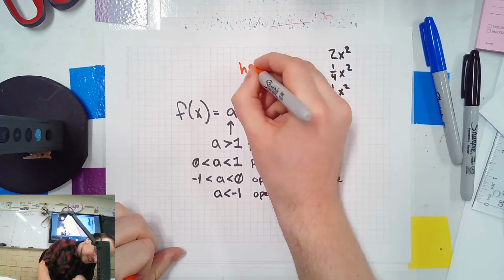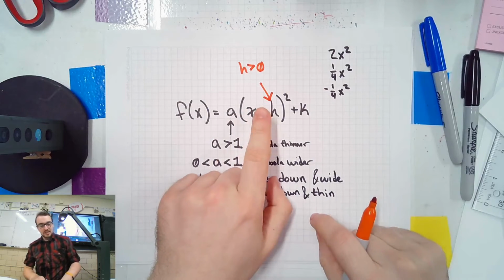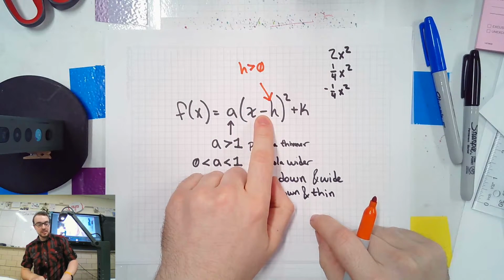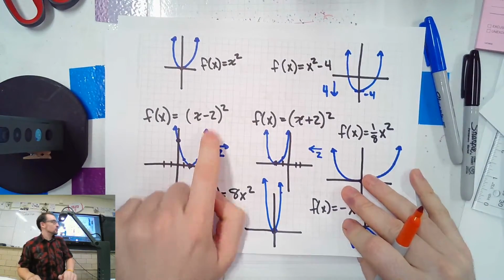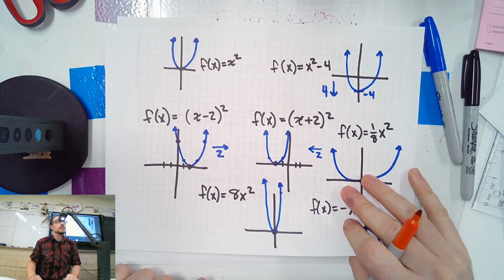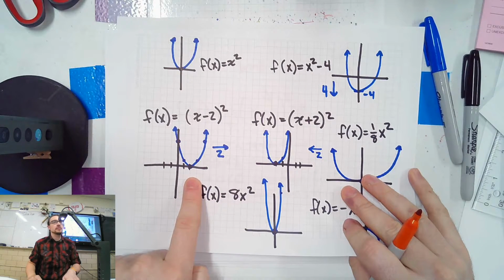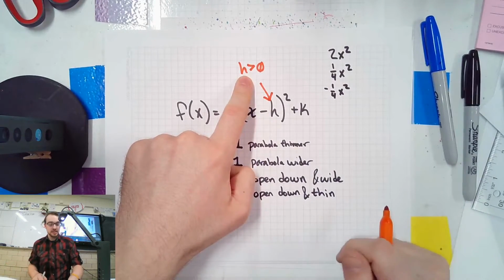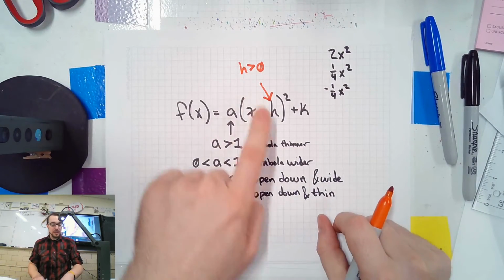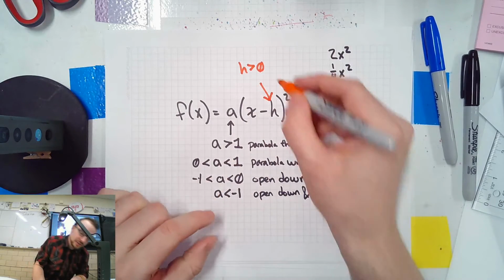So if H is greater than 0, that means H is positive, right? So when I subtract a positive number, it's -3, right? When I did -2 here, what direction did my parabola go in? When I went -2, what direction did it go? To the right, to the right. So if H is positive, like 3, when I plug it in, I get -3. So is -3 going to send it to the right or the left? To the right. So this is to the right.